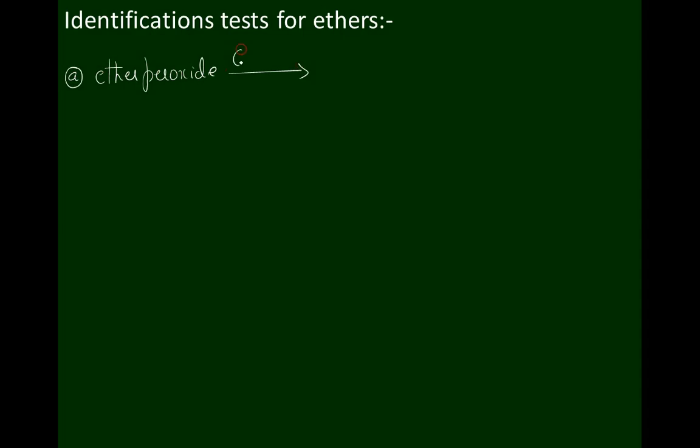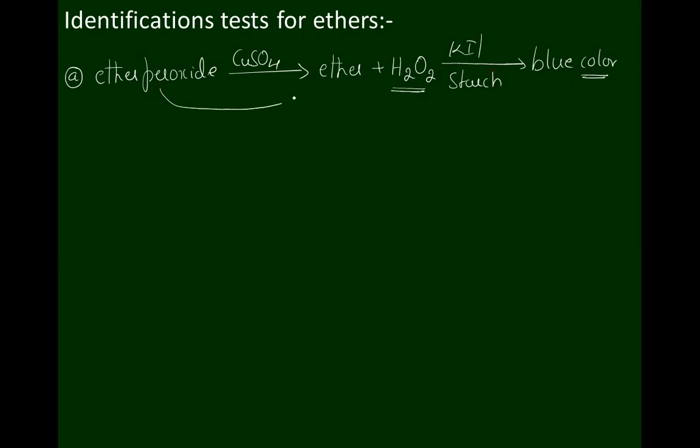sulfuric acid, copper sulfate or ferrous sulfate, it always gets converted into ether with the liberation of hydrogen peroxide. If it liberates hydrogen peroxide, then whenever it is treated with potassium iodide in the presence of starch, we get a blue colored solution. What does this blue colored solution indicate? It indicates that ether peroxide has been converted into ether.